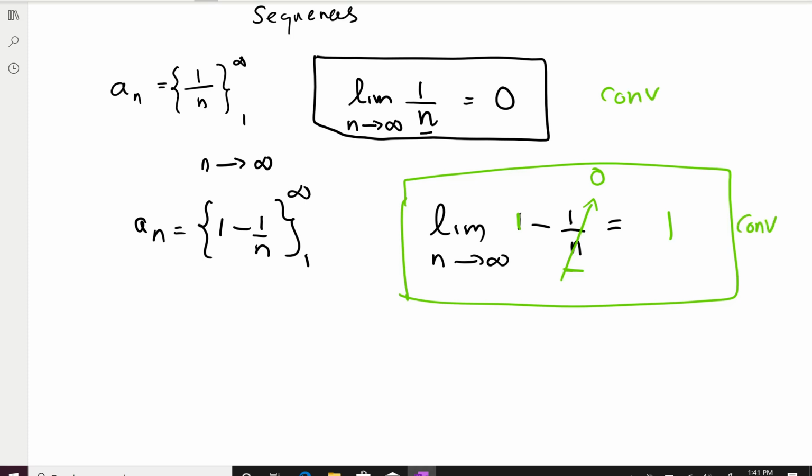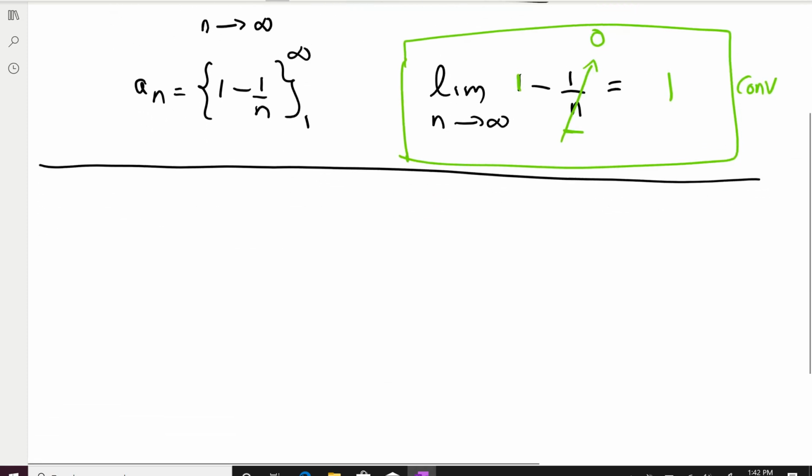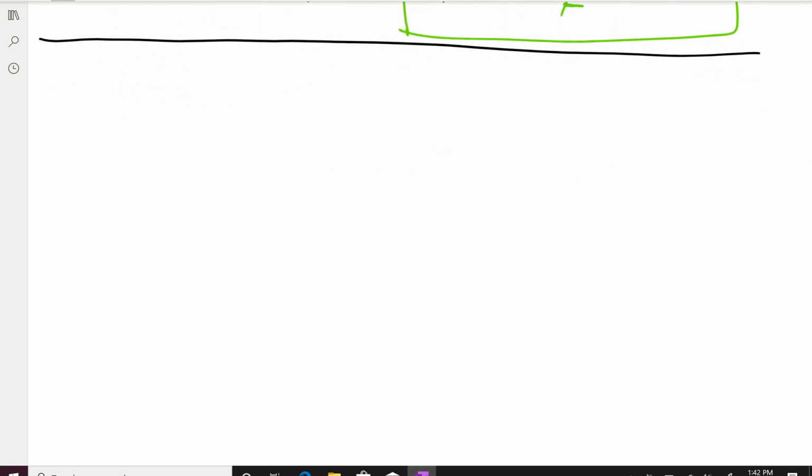So both of these sequences are convergent sequences. All right, now let's look at some divergent sequences. Just a couple of examples and we'll be done with this video. My next example is n squared. If you think about the sequence n squared, where again n values are going from 1 to infinity.